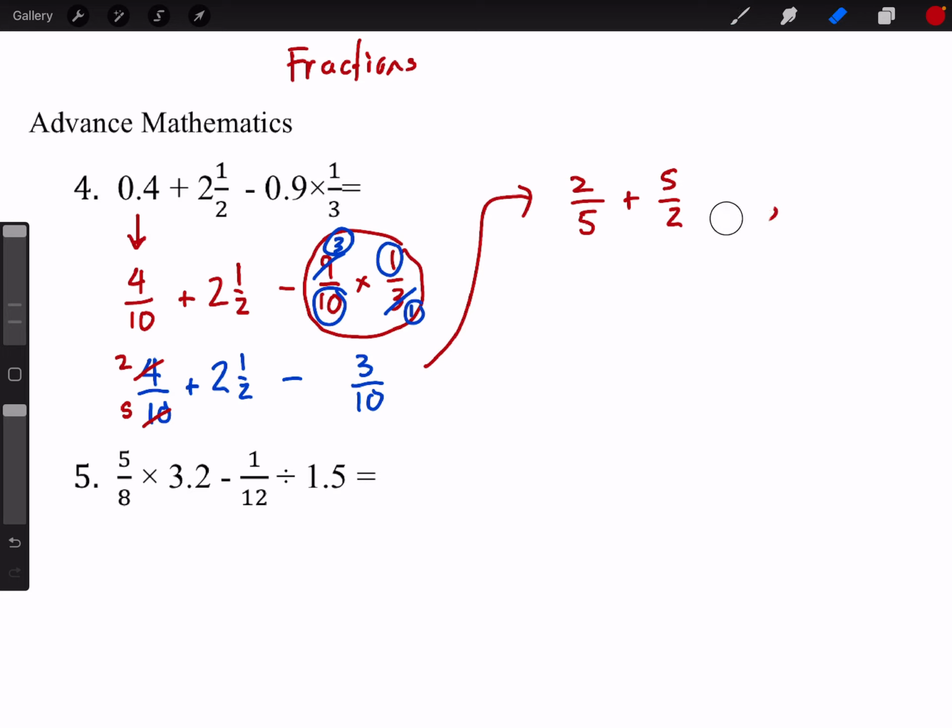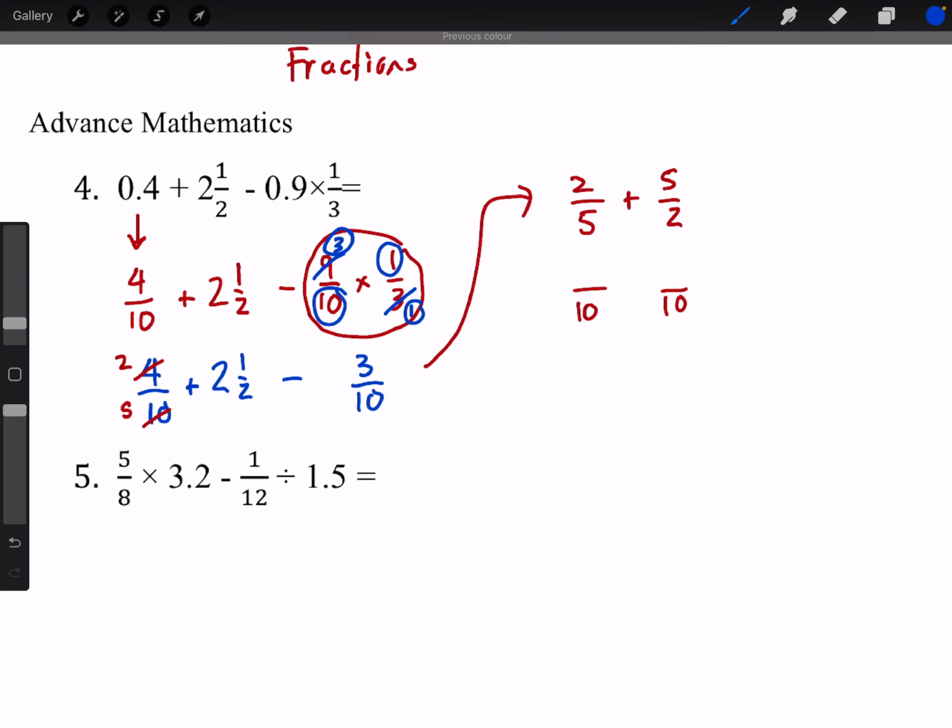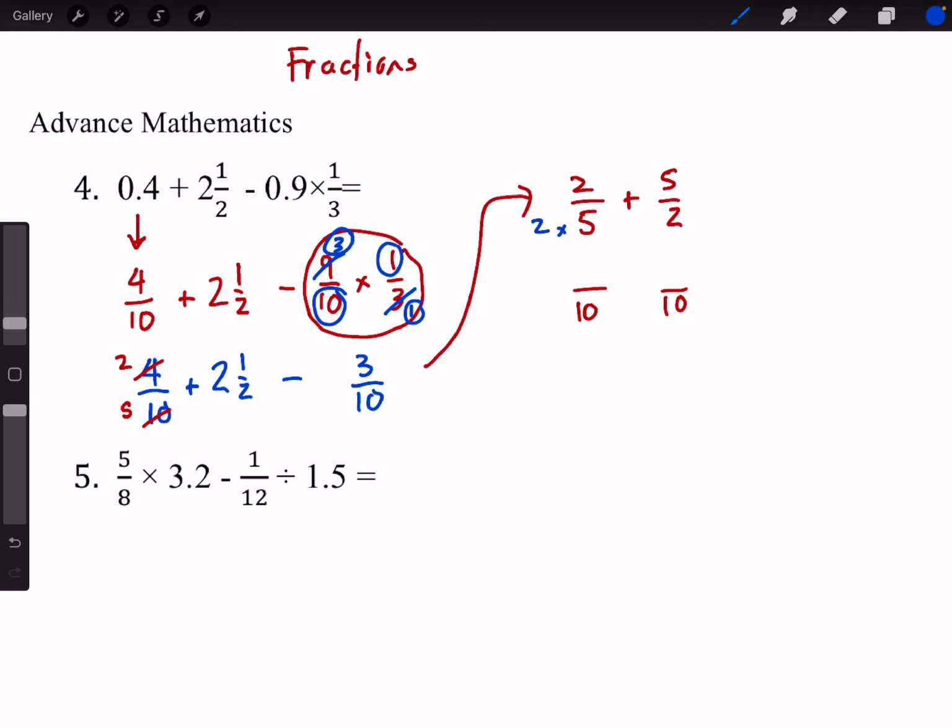So, let's just focus on this first. Do the left first. Now we want to make the bottom number the same, so we're going to get 10 and 10. To make 10, I must multiply the first one by 2, and the top also by 2. And for the next one, to get 10, I must multiply by 5, and the top also by 5. So the first one becomes 4 over 10 plus 25 over 10, which gives you 29 over 10.